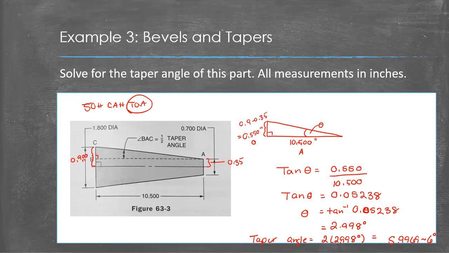Now, if we were going backwards and they tell you what the taper angle is, then we would have to divide our angle by 2. So that's something just to kind of watch for in a word problem, is you might get another way to look at the question.